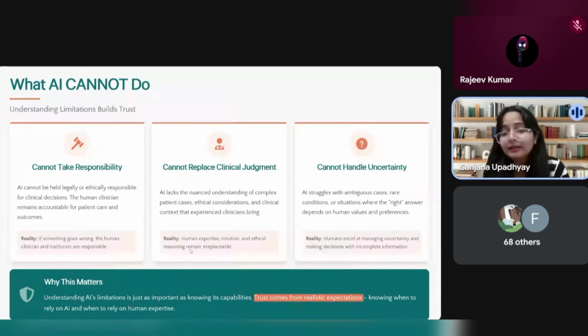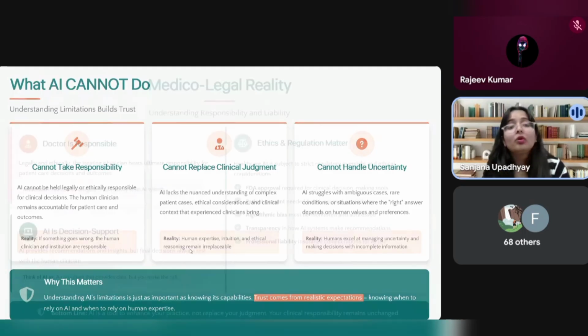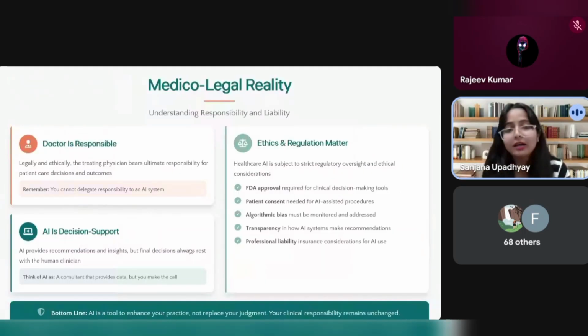Also, AI cannot handle uncertainty. For example, if there are any rare cases, AI cannot handle those either, because for rare cases the data should be provided to the AI first, and only then can anything happen. So there is the medico-legal reality that the doctor is responsible, the same as I spoke about in the last slide. AI is just a decision-making support platform. It will just give decision support.